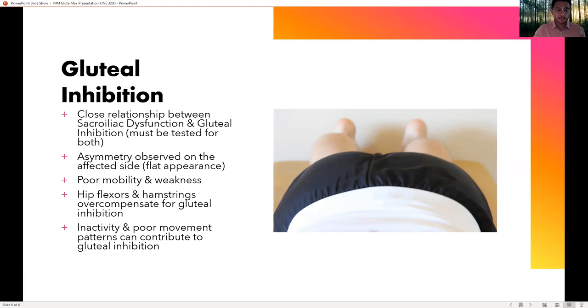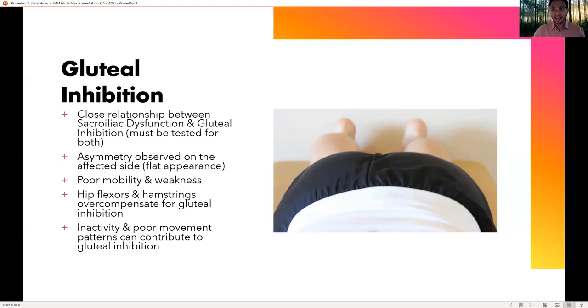Hip flexors and hamstrings overcompensate for gluteal inhibition, so these overactive muscles can also contribute to poor mobility. Another example of gluteal inhibition is inactivity and poor movement patterns. So running through those exercises that we talked about earlier, without focus or with poor positioning, sloppy movement patterns can activate muscles in areas that we're not trying to, or get joints to move in areas that we're not trying to move. So you always want to be mindful about how your body is positioned and make sure that you research or are being trained by someone with the knowledge of correct alignment.